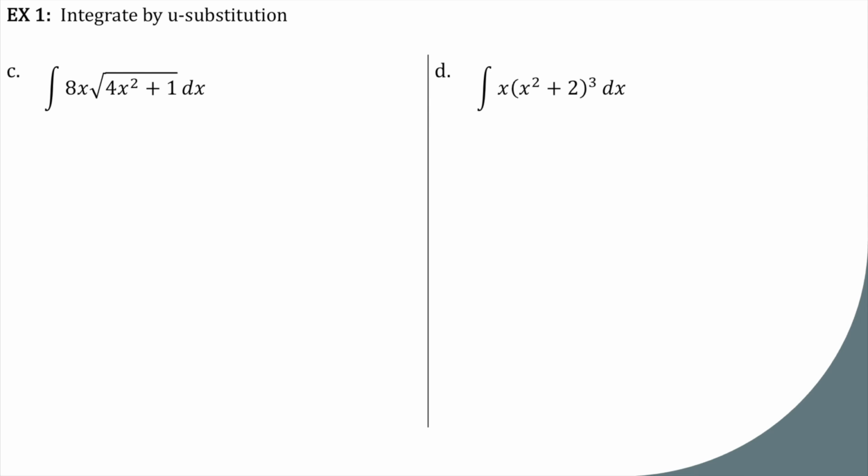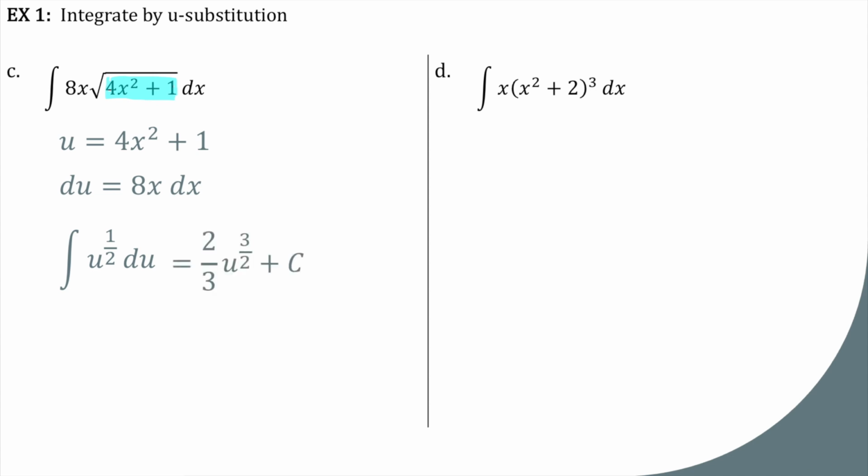Let's keep practicing. What do you think our u would be here? When you have a radical, check to see the whole thing under the radical. That's a good way to start. So if u equals 4x squared plus 1, what does du equal? Oh, look at 8x dx. So our new function is the square root of u du, or written in fractional exponent, u to the 1/2 du. Add 1 and divide by it, 2/3 u to the 3/2, and plug u back in.